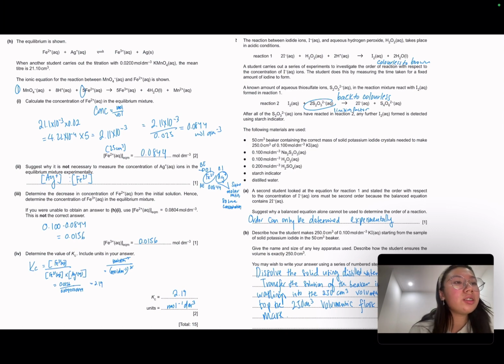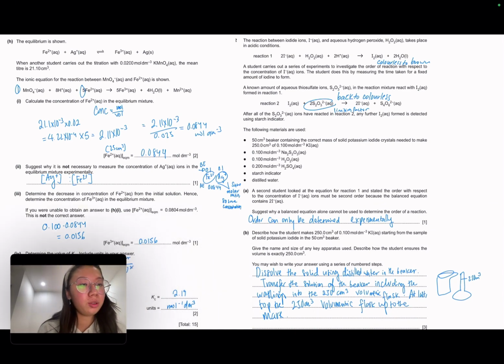A second student looked at the equation for reaction 1 and stated that the order with respect to the concentration of iodide ions must be second order because the balanced equation contains 2 iodide ions. This one just doesn't make sense, because again, order can only be determined experimentally. So you have to perform an experiment in order to determine the order. You can't just take the balanced equation and assume, oh, because the molar ratio here is 2, then it's second order. No, you can't just do that.